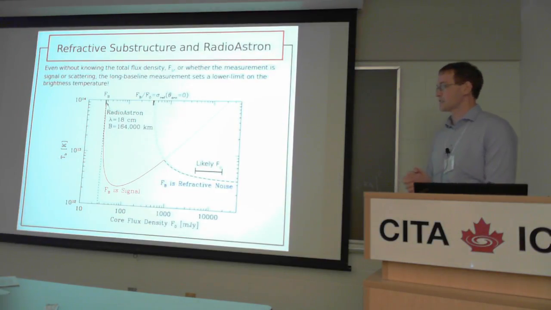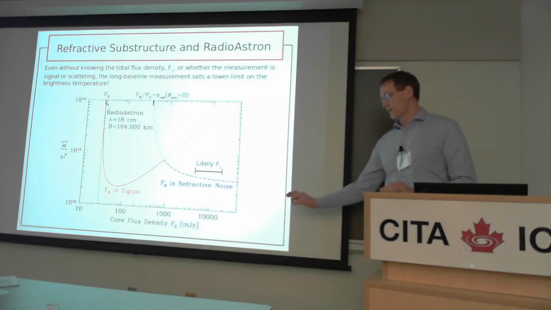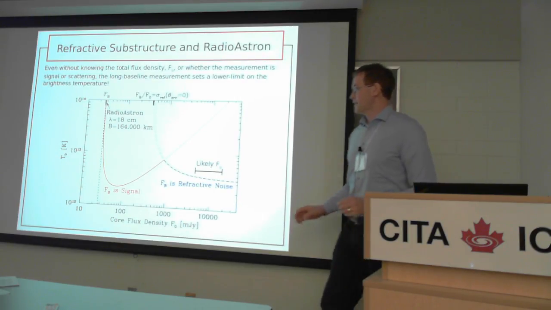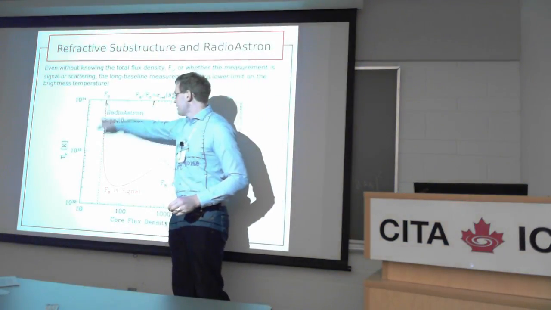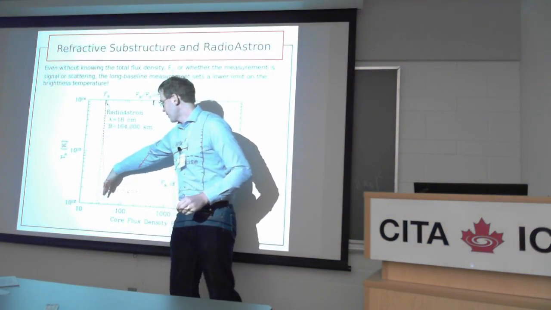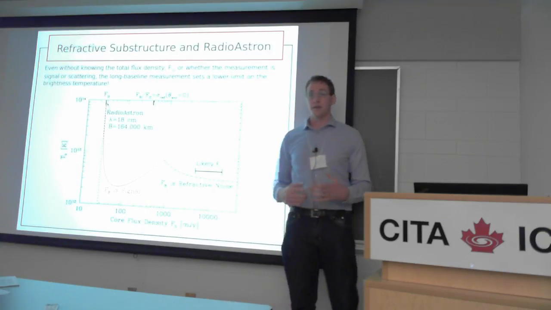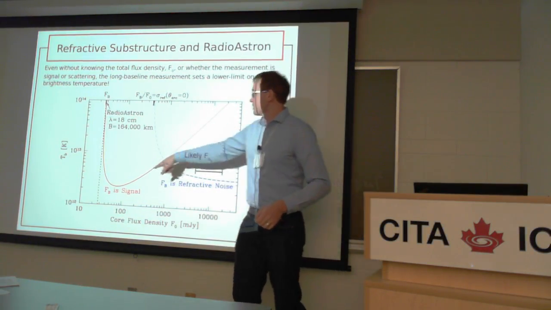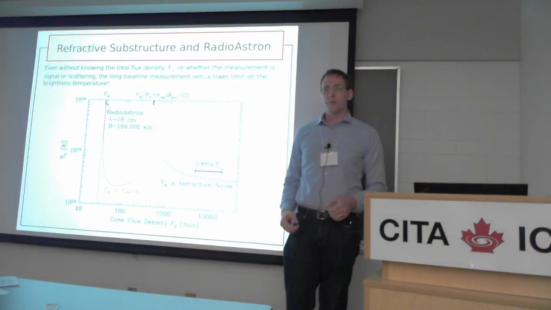So it's kind of amazing, actually. Even without knowing the total flux density of the component, we can still estimate the brightness temperature. And here's how the game goes. So let's say that this is your measurement of flux density. And along the x-axis is the total core flux density of that source. So the red here is showing you what you would infer if what you're measuring is signal.